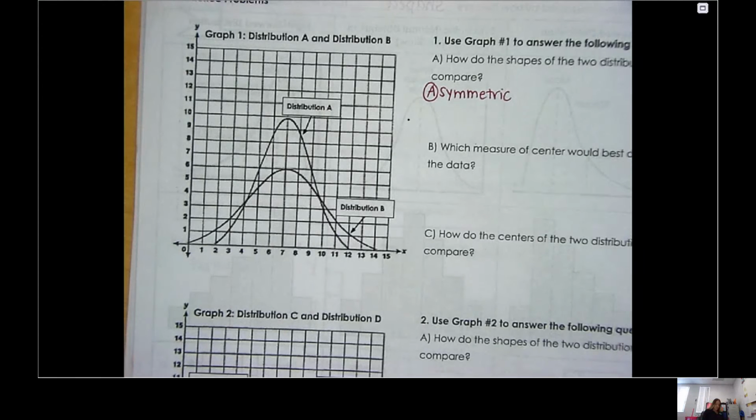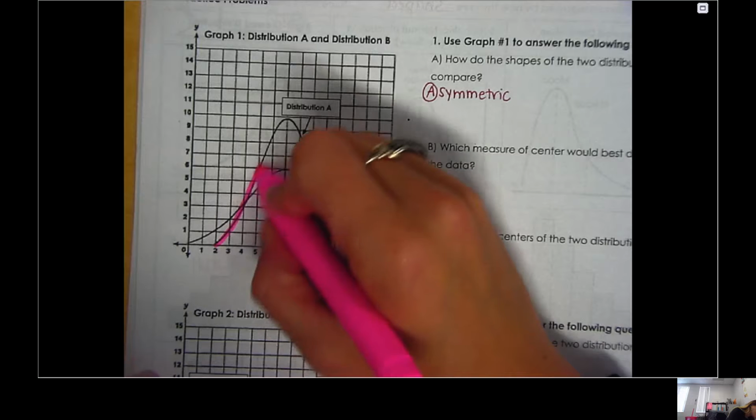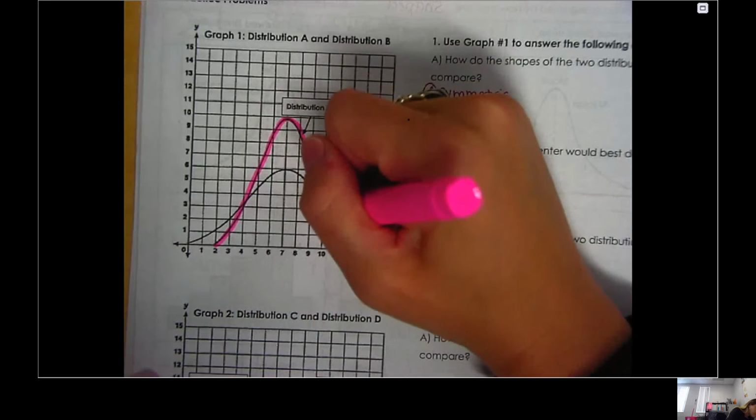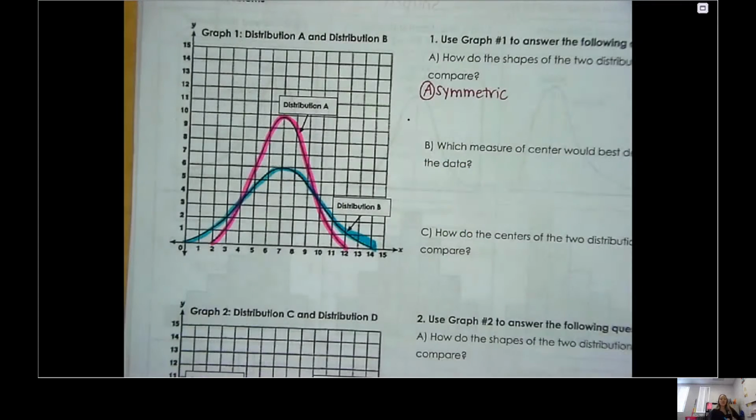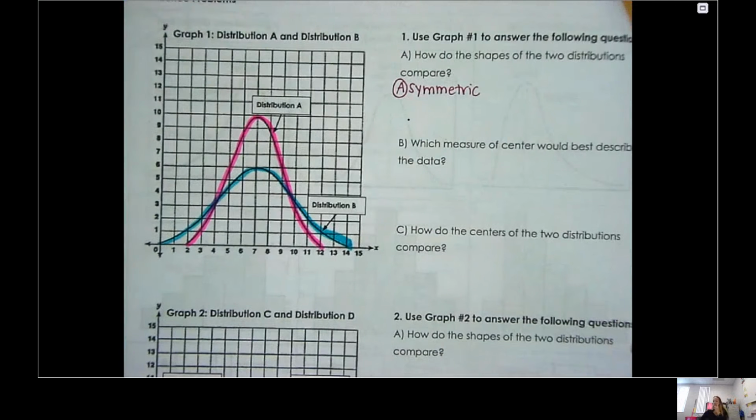A is symmetric. Okay, I'm going to do this in two different colors so that it's easy to see. So here's A. Now, here is distribution B, right here. If you're looking at distribution B, is that one symmetric or is that one skewed to the left or right? That one is also symmetric. Good, so we're going to write down that B is also symmetric, right underneath it.